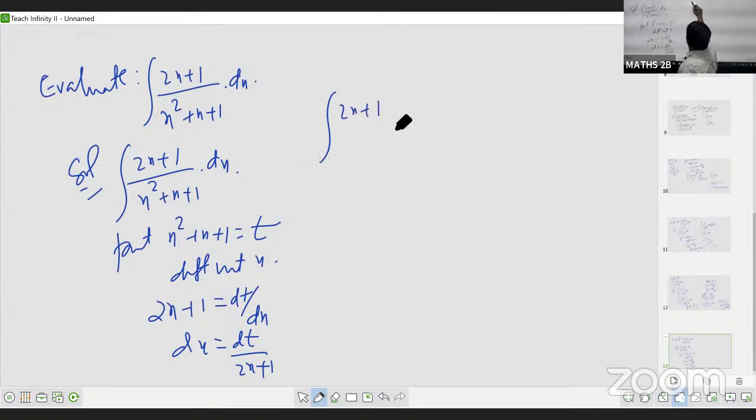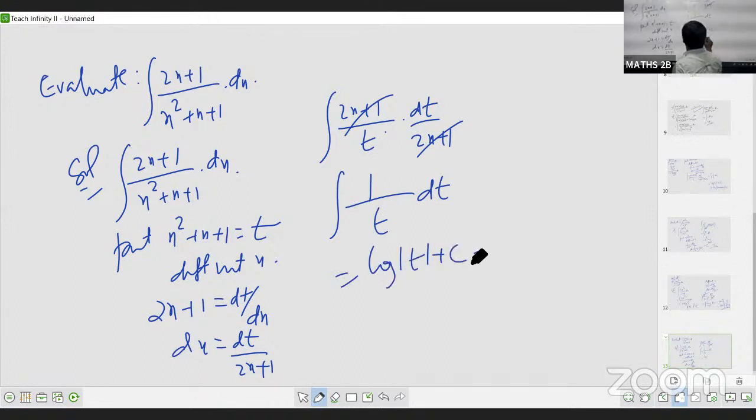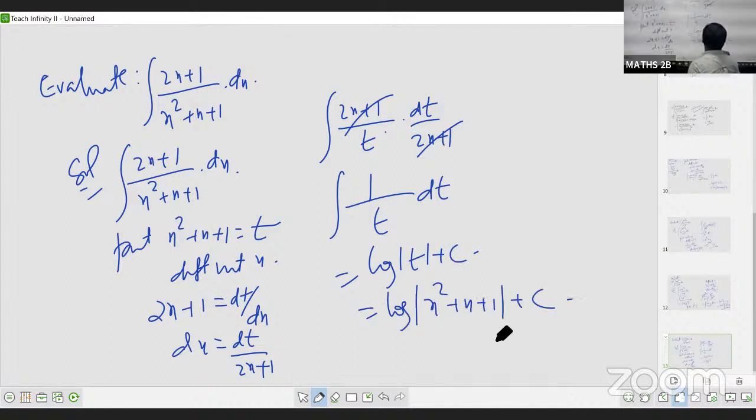The integration of 2x plus 1 by x square plus x plus 1 into dt by 2x plus 1. 2x plus 1 gets cancelled. The integration of 1 by x square plus x plus 1, what is this? This I should consider as t, right? This is t, I should replace it. So 1 by t dt is log mod t plus c, that is log mod x square plus x plus 1 plus c.